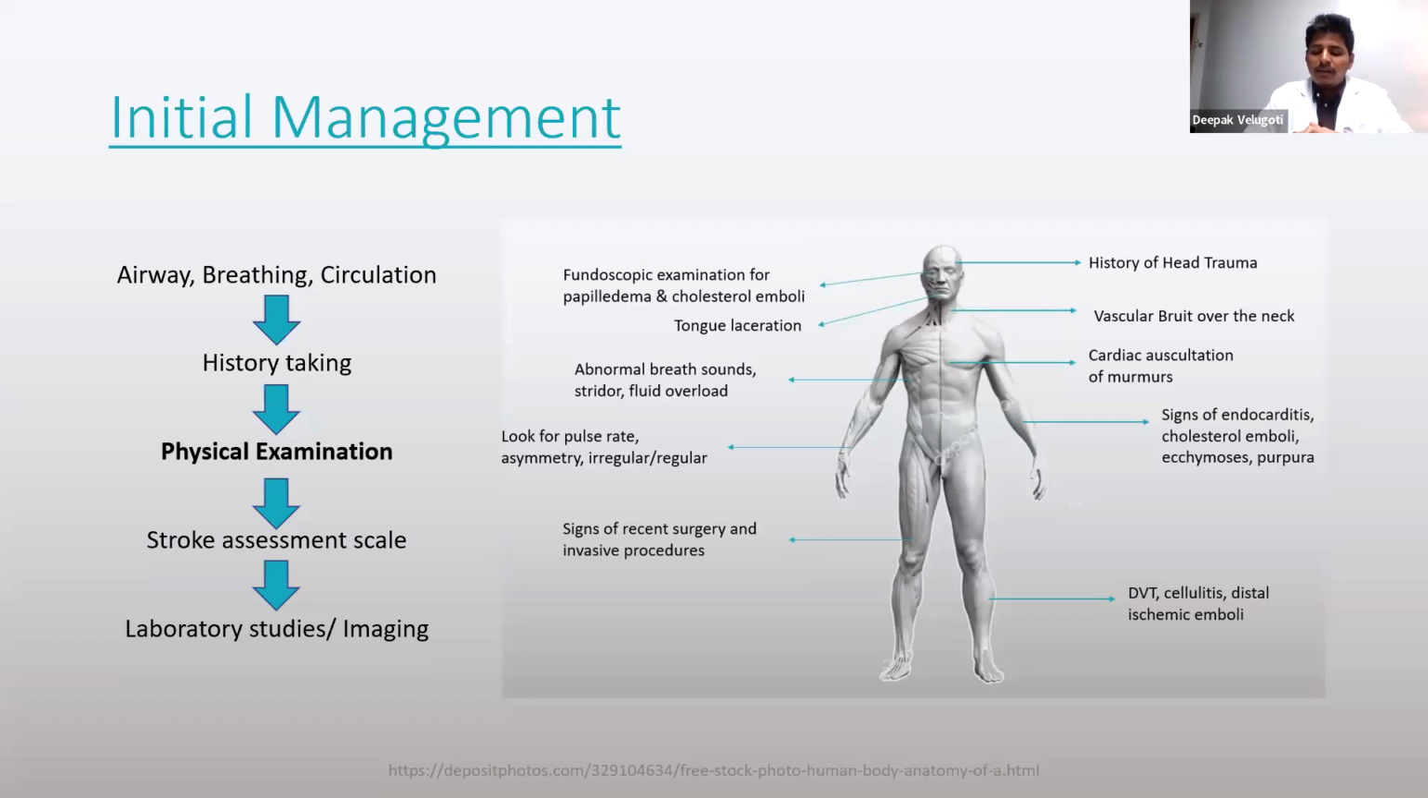New tongue laceration can identify the patients having had a seizure, and the presence of a vascular bruit over the neck can give us a localization of the cause, that is internal carotid artery occlusion, and cardiac auscultation for murmurs, and abnormal breath sounds, stridor or fluid overload, and other findings such as signs of recent surgeries and invasive procedures that can cause intravascular atherosclerotic plaques that can cause a stroke, and the presence of DVT, cellulitis, and distal ischemic emboli can give us a description of how the patient developed stroke because of the emboli that developed from the thrombus.